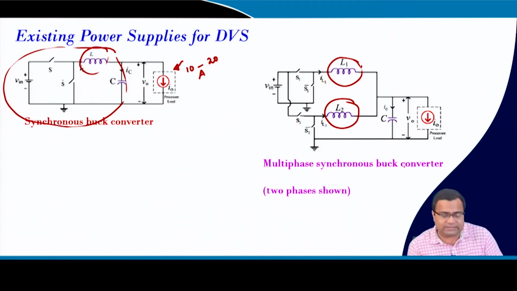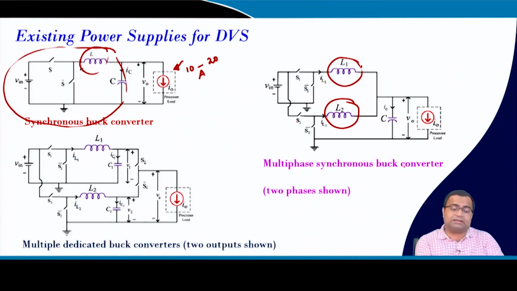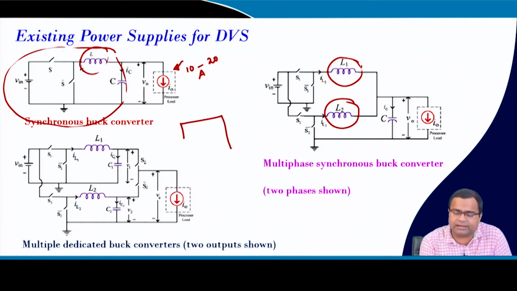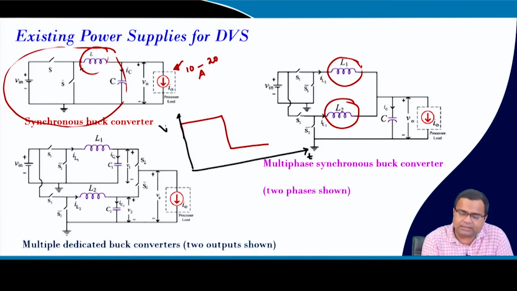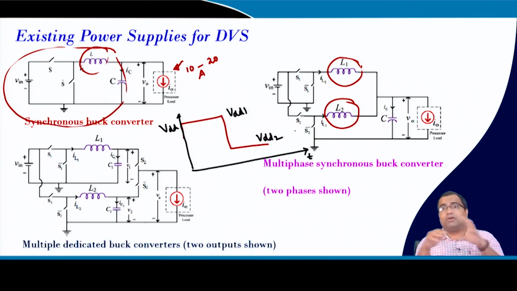The third one is the dedicated different converter, because suppose we need a VDD 1, and suddenly we need another VDD like this. So, if we consider this is my time and this is my VDD. Okay. So, this is my VDD 1, this is VDD 2 and so on. So, we want to change to different VDD levels.